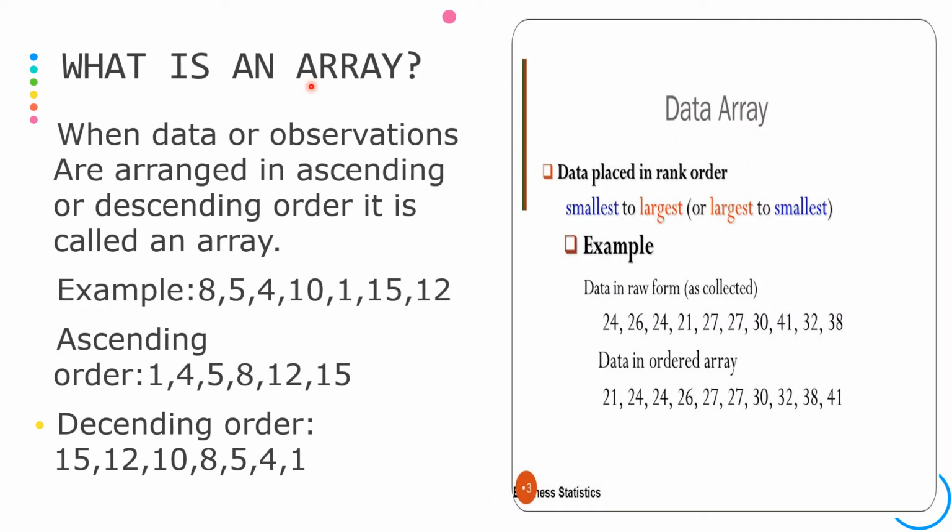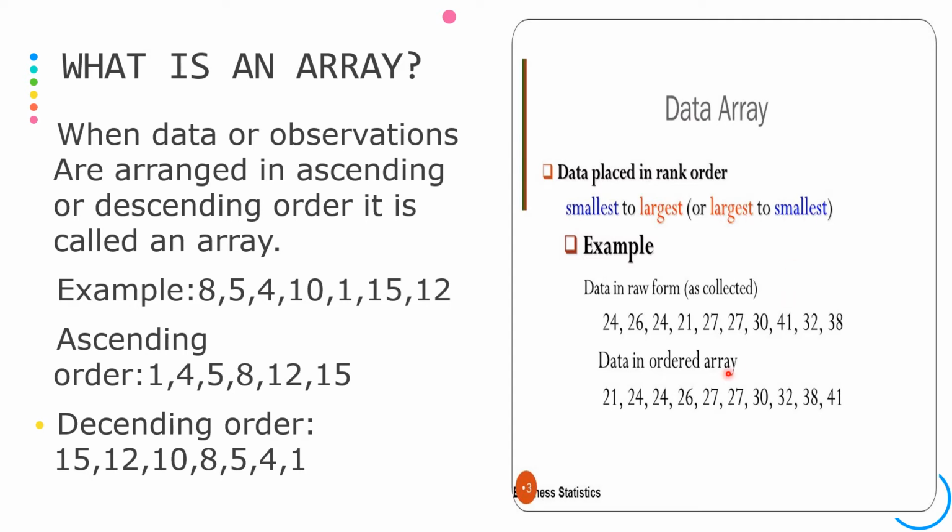Before we even play around with our data, we need to give it some kind of order. And that brings us to the term array. What is an array? When data or observations are arranged in ascending or descending order, it is called an array. Now we have here raw data: 8, 5, 4, 10, 1, 15, 12. When I put it in ascending order, from the lowest to the highest, then this is now an array. Also, when I put it in descending order from the highest to the lowest, it also is an array. So data is placed in rank order, from smallest to largest or largest to smallest.